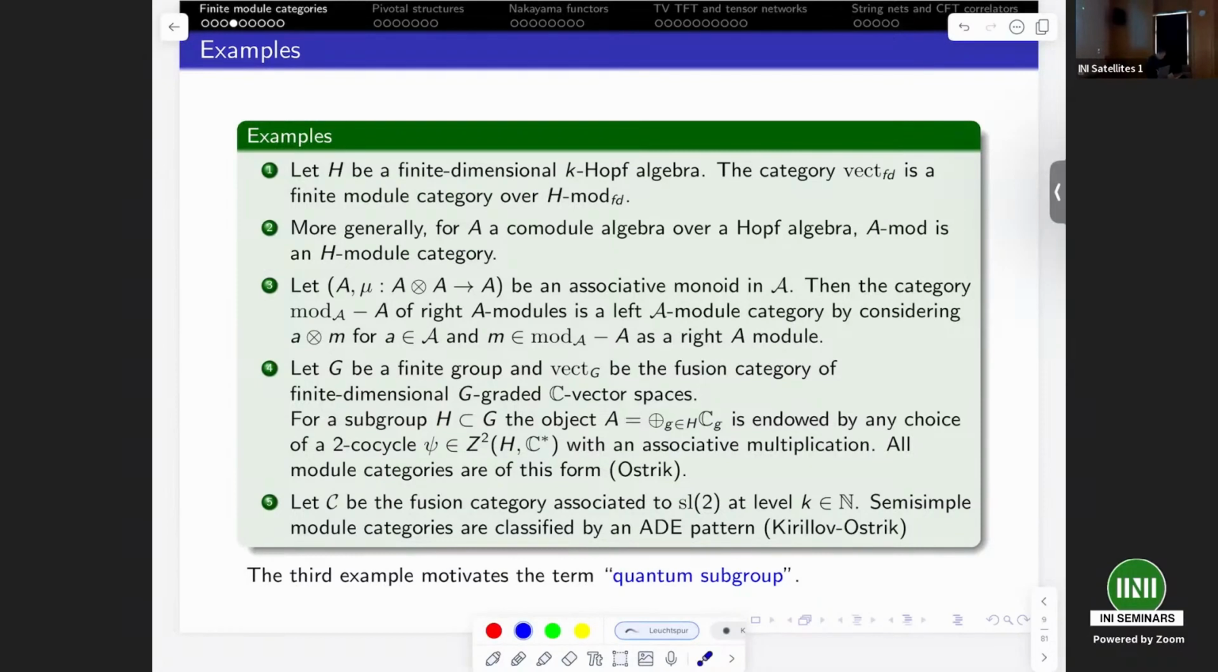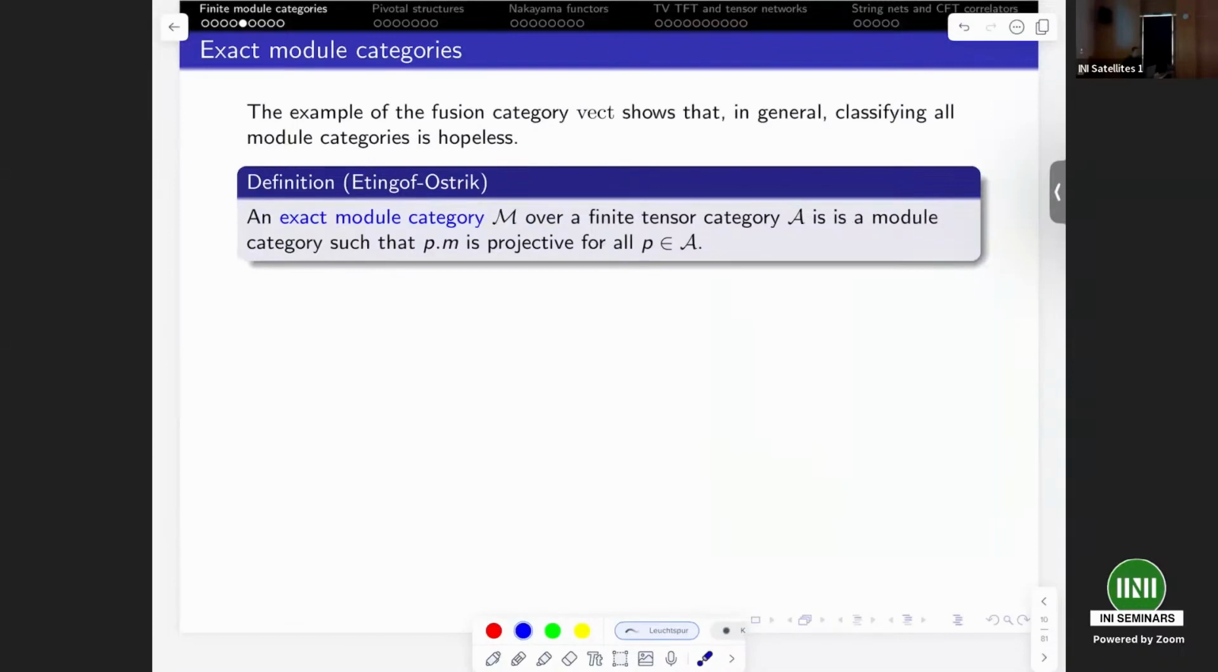And by the way, in some other communities, module categories are called quantum subgroups. Whether you want to call them this way or not doesn't matter. Okay, so if it's not possible to classify them, and you see the example of taking Vect as the monoidal category and taking any finite dimensional algebra in Vect shows there are far too many module categories to have a nice theory. You have to find a nice class. So this is really important here.